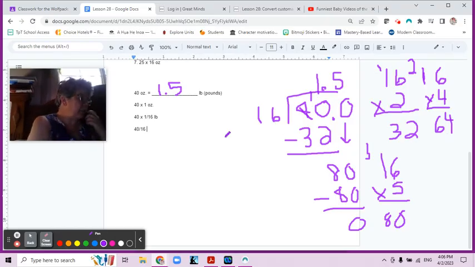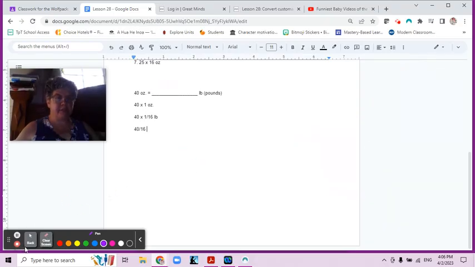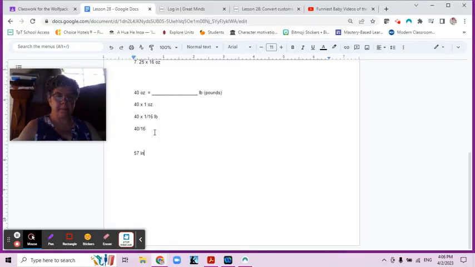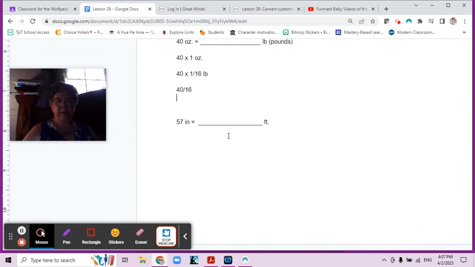Okay, let's do 2 more problems to practice that. So we'll clean off our screen here, and we'll look at 57 inches is equal to how many feet? So let's make it a little bit bigger for us. There we go. All right.